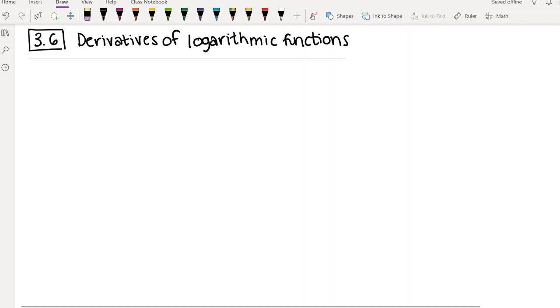The reason that yesterday's video is similar to today's video is that yesterday we were working with inverse trigonometric functions. And so we were able to take advantage of the fact that, for example, inverse sine of x is the inverse of sine of x. Similarly, logarithmic functions are inverses of exponential functions. Because of that relationship, we can rewrite the logarithmic functions a new way and use implicit differentiation. So we'll get there a little later.